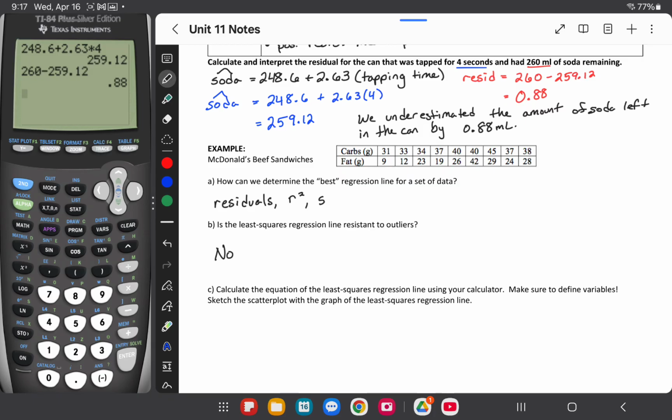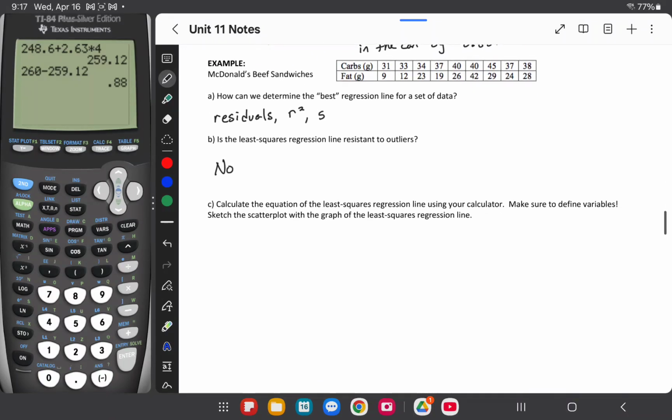So let's go ahead and calculate the equation of our least squares regression line. We're going to do that using our calculator. There are ways to do this by hand. There are some formulas that we could use that are helpful for us. All those formulas are on our formula card. But for today, to make it easy, we're just going to use our calculator. It mentions to make sure to define our variables. So if we want to use variables like x and y, we need to make sure we define what those variables are.